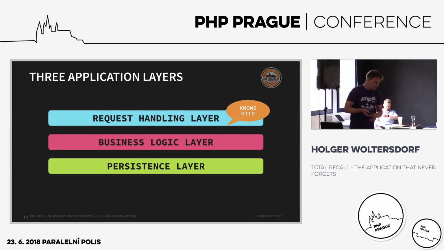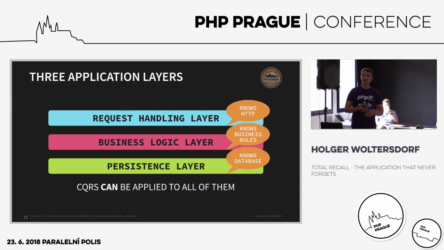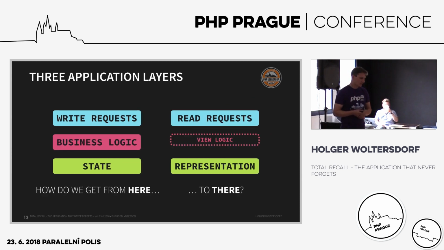Skipping the demo, if you look at your application, usually you have a request handling layer that knows HTTP or any other protocol. Then you have the business logic layer, where the business rules are, and you have something like a persistence layer, which of course knows databases. The good news is you can apply CQRS to all of them, and that would look like this.